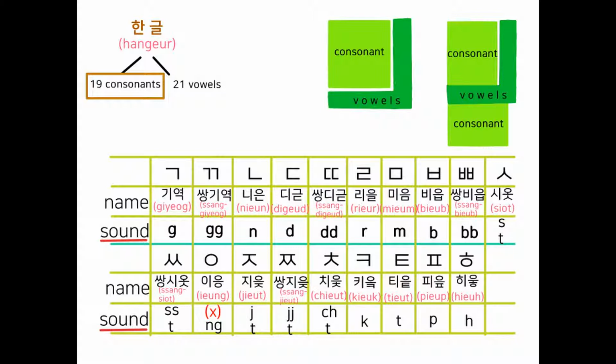I know that this is a lot of letters, but don't worry too much, you'll get used to it. So today, we learned how to read consonants in the Korean alphabet. In the next video, I will teach how to read vowels.